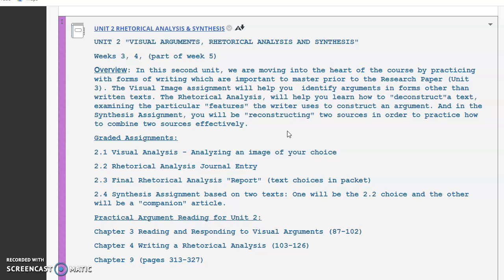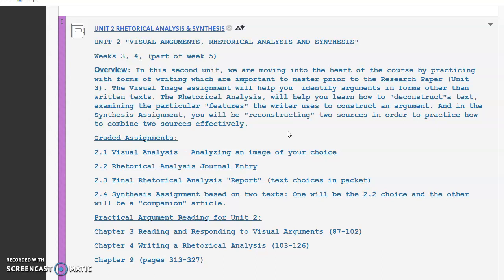I do want to share with you that in this unit, reading the practical argument textbook pages is very important. It can be very, very helpful. So do make sure that you read those particular pages. I've broken it out, and you can see that on this screen right here. Let's see, the first section, 87 to 102, we've already gone through that because that's about how to read visuals. But the second part, writing a rhetorical analysis, is 103 to 126, and that's super important.